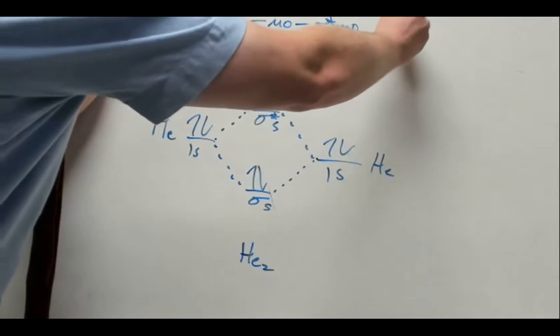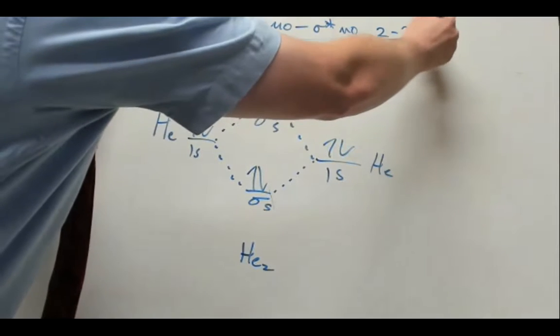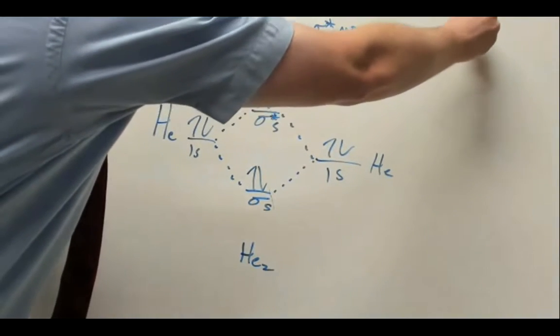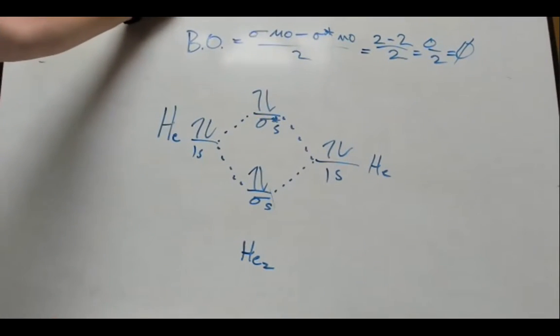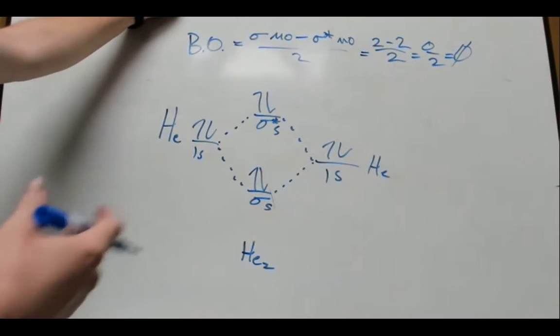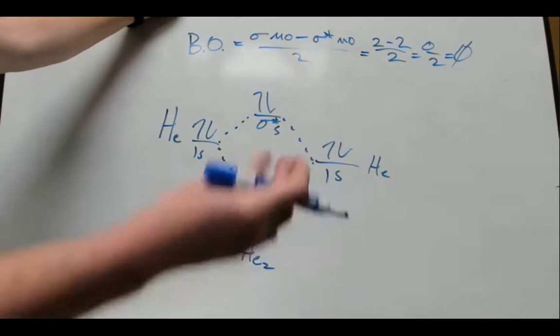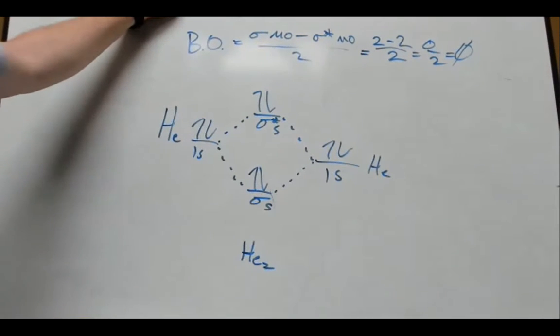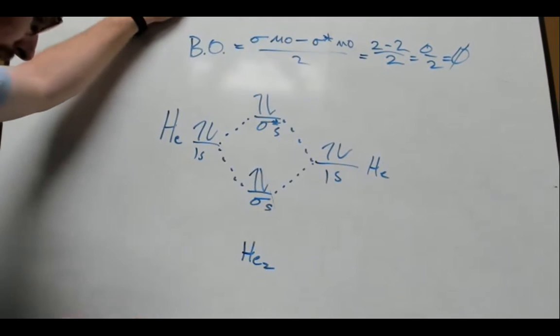We have 2 minus 2 divided by 2. 0 divided by 2 is equal to 0. And if something equals 0, that means it cannot bind. It will not bind. It's very, very unstable. And so helium-2, He2, cannot be formed. And this is the explanation for why.